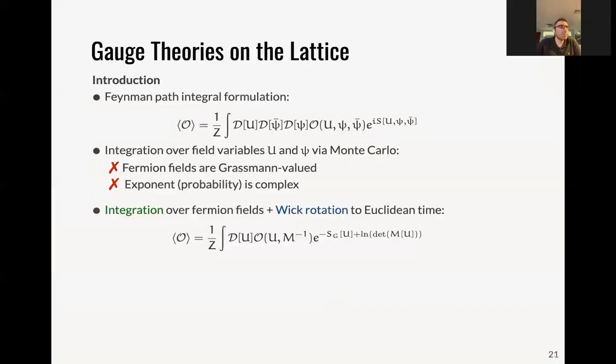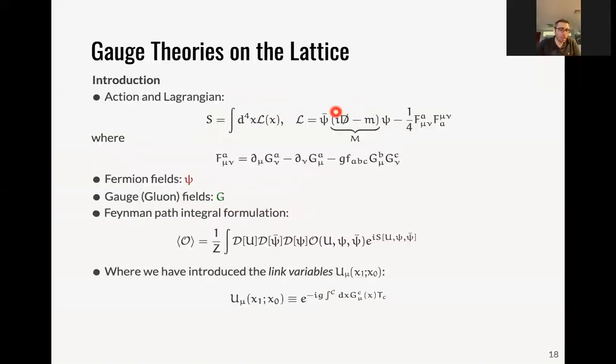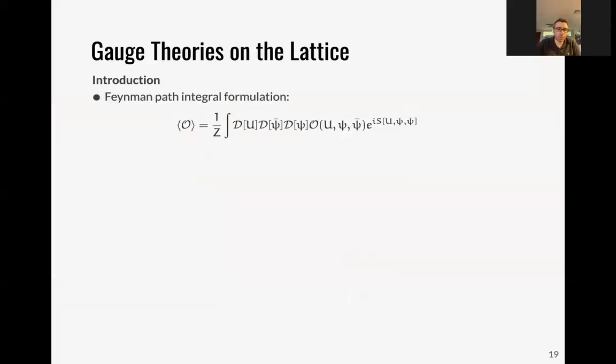So we have to carry out the integration over the fermion fields explicitly, right? And then a Wick rotation to Euclidean time, and we arrive at something like this. So basically, why we can do the integration over the fermion fields is, first of all, because the fermions appear as a bilinear over this matrix, but also because the fermions, being fermions, can only appear as pairs in n-point functions in the observable.